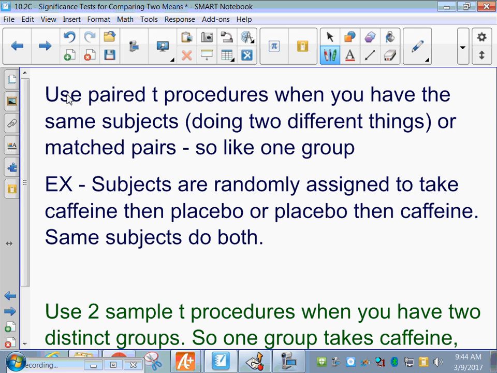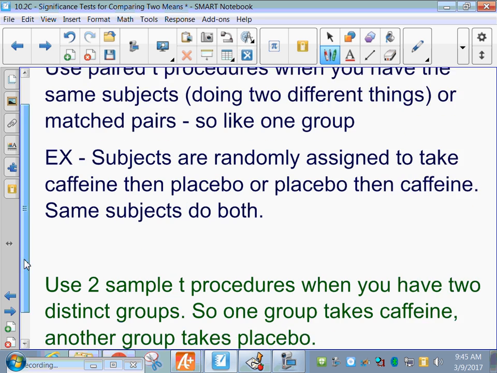So maybe all of us take a shot of coffee, and then half of us do that, and then half of us don't, and then we switch, right? But everybody does the same two things, so you go through the experiment twice, all right? So it's the same subjects. Or if you have matched pairs, it's like having the same subjects. So if you match up twins or something, and you have one do one thing and one do the other thing, think of that as having one set of subjects do two different things, okay?